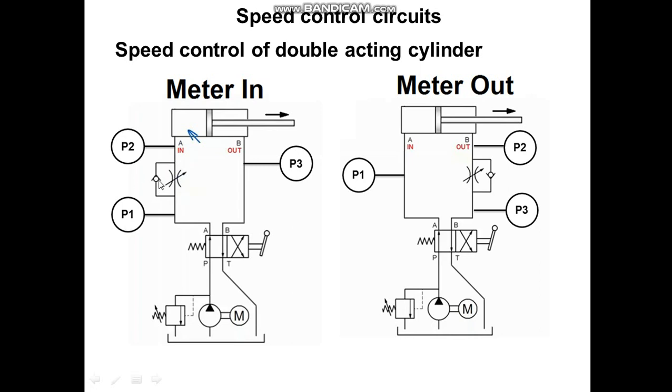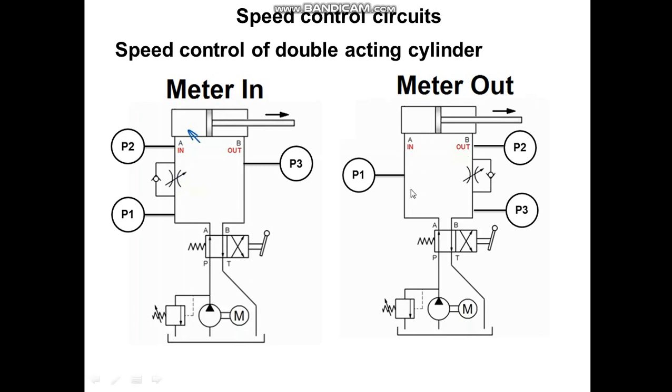Okay, so now you must be understanding why the check valve has been used along with the flow control valve, because it will not monitor liquid which is coming out of blank end. Okay, so this is how meter in circuit is used to achieve the speed control for extension stroke.